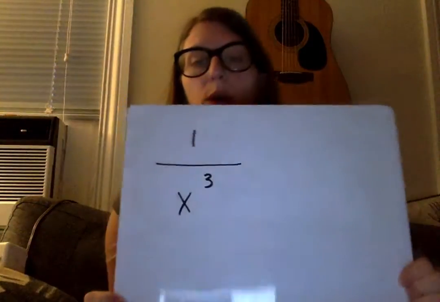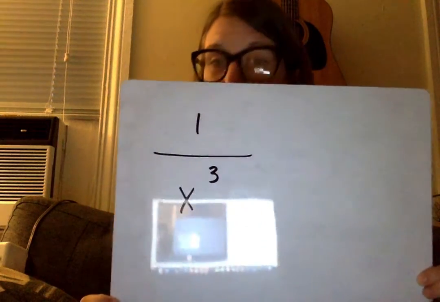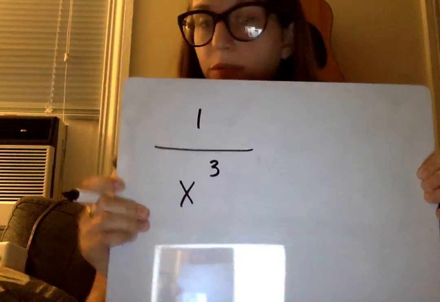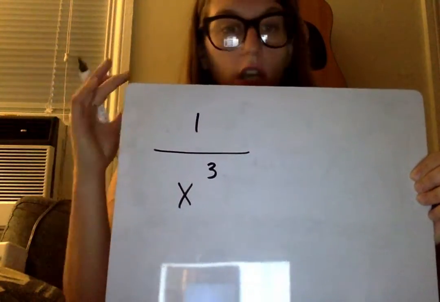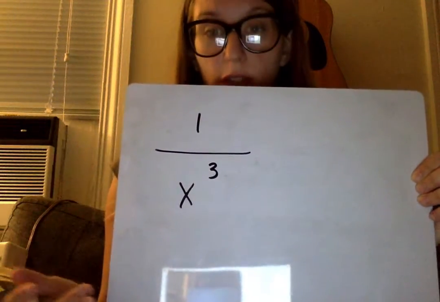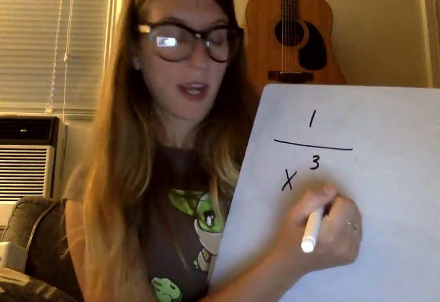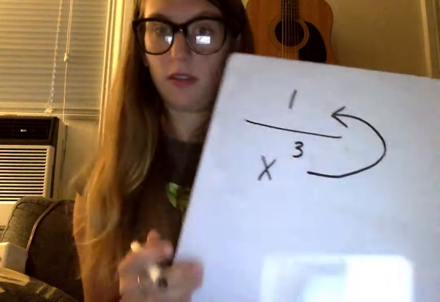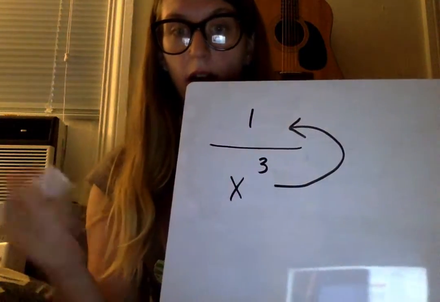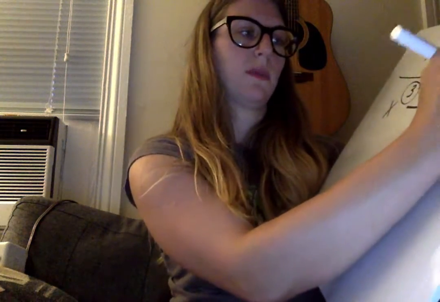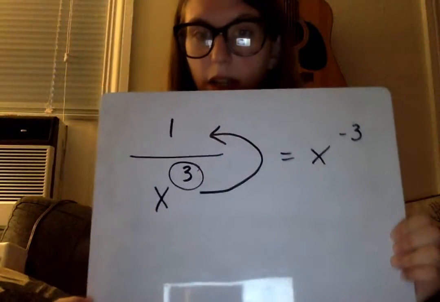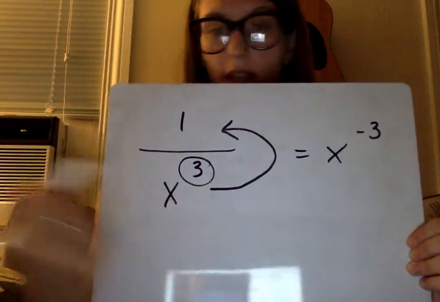So if I had 1 over x to the third, I believe this is the proper way to keep it. But if you wanted to be fancy and you were like, I hate fractions, I don't want to look at fractions, what you can do is you jump the line. So I bring him up here, and I change that sign. So this would then equal x to the negative third. This is the same exact thing.